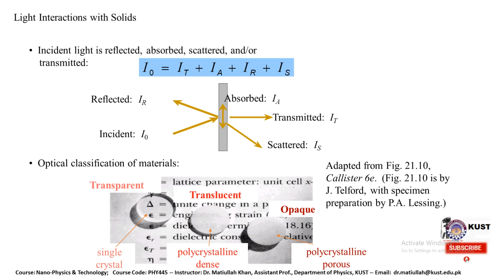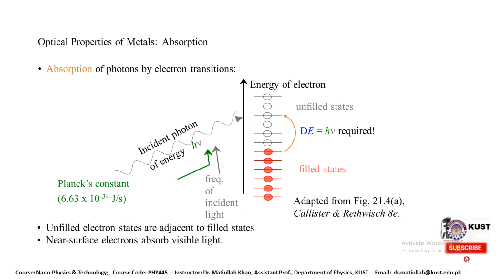So we have some materials that are transparent, single crystal, we have some materials that are translucent, and we have some polycrystalline dense materials, and we have some opaque materials. So we have some polycrystalline porous materials for that particular. So this is actually the optical classification of materials based on their optical properties. So the first thing we need to discuss is the absorption.